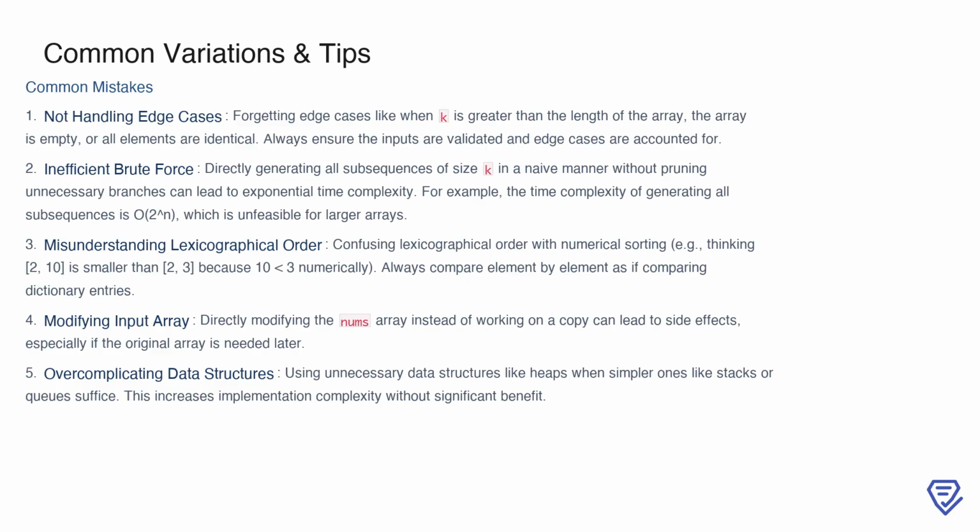Another pitfall is misunderstanding lexicographical order. This is not the same as numerical sorting. For instance, the sequence 2, 10 is greater than 2, 3 lexicographically because comparisons are made element by element, similar to how words are ordered in a dictionary. Modifying the input array directly is another issue to avoid, as it can lead to unintended side effects if the array is needed later in its original form. Finally, overcomplicating the solution by introducing unnecessary data structures, like heaps, instead of simpler ones like stacks or queues, can make the implementation harder without providing significant gains in efficiency.